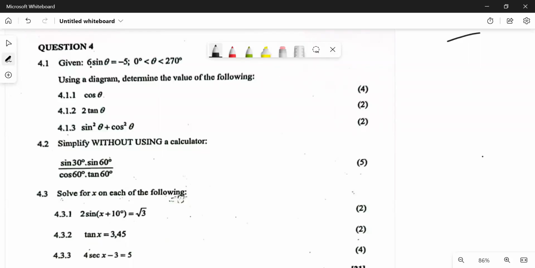Okay, given that we have 6 sine theta equals -5, and then they're saying theta is an element between 0 up until 270, and then they say use a diagram to determine the value of cos theta.